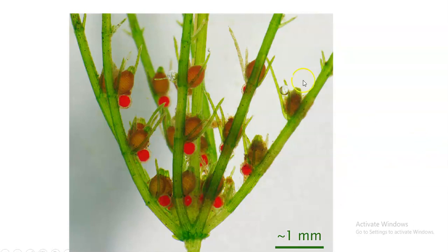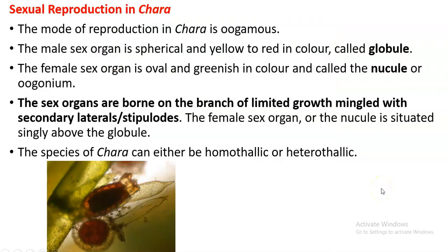Now you can see that this is the branch of limited growth. In the bottommost part of the nodes, this is the bottom node, this is one bottom node, this is one bottom node. In the top nodes we are not seeing that. In the bottom nodes we can see one globule and one nucleus per each node. This is the thing. Now we'll see the sexual reproduction in Chara.